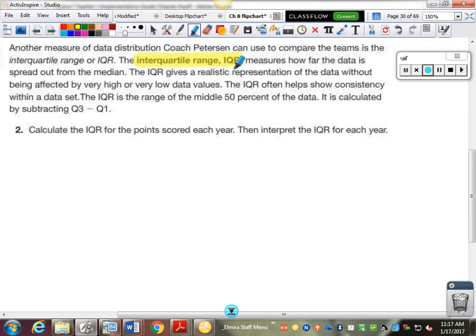Very high pieces of data can be outliers. Very low pieces of data can be outliers. So when we're using the IQR, it is to determine how reliable the data is, or how realistic the data is without those very high and very low values. It shows the consistency. How consistent is the data? It is the middle 50% of the data, and it's calculated by subtracting Q1 from Q3. Okay, so calculate the IQR of points scored for each year, then interpret the IQR for each year.